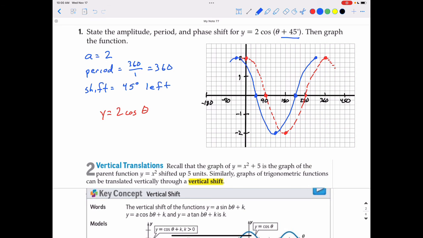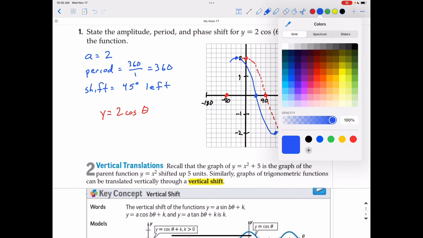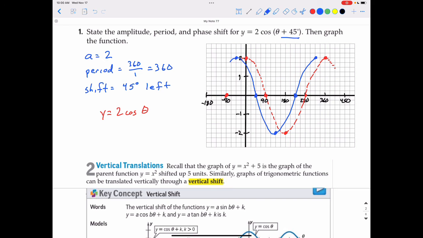And I can continue those patterns as well. So there would be a point at -90 for the parent function. So 45 degrees to the left of that would be right here. And I continue to do the same the other way. There would be an x-intercept at 450. So if I shift that 45 to the left, that would place it right there at 405. It would go about like that. So that is more than one full period of 2 cosine of (theta plus 45 degrees).